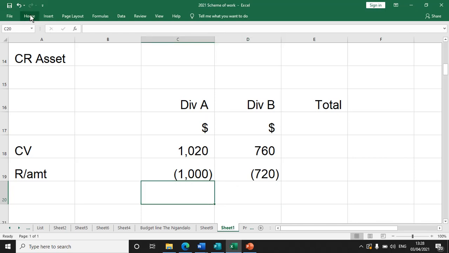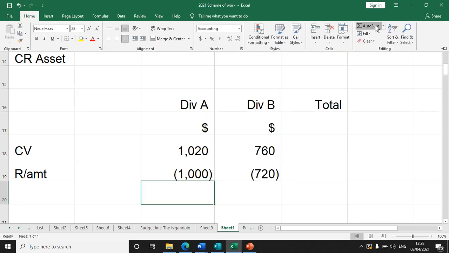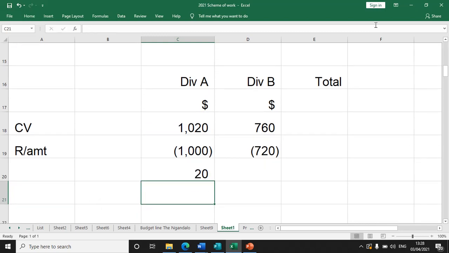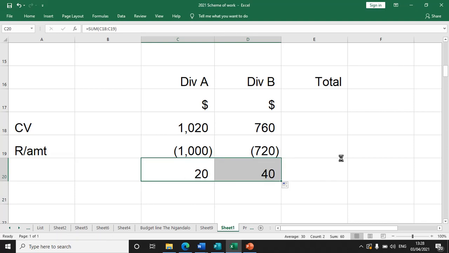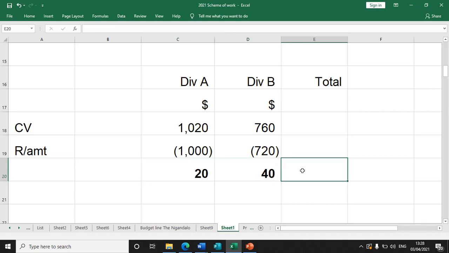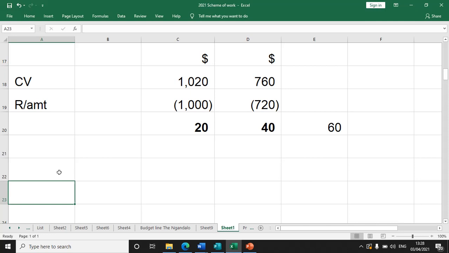So what I'm going to do now is find the impairment losses on these divisions so that you can see where I am going. Those are the losses that we have for the two divisions, and of course the total is 60. Great. Now, how do we allocate the above impairment losses?